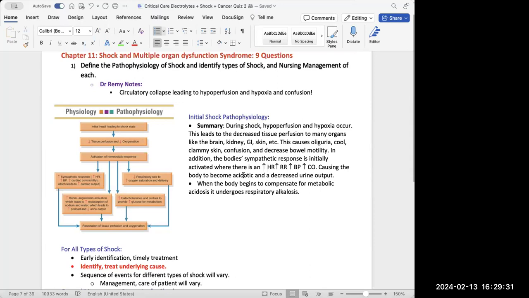Does anybody have anything different than that? That's the way I understand it, based on when we initially experience shock. Those are the things we will see before our body tries to compensate.